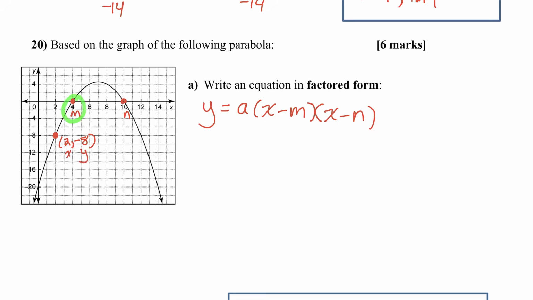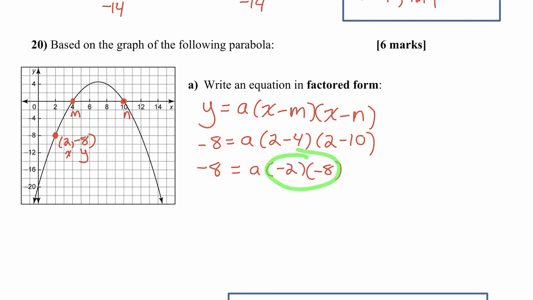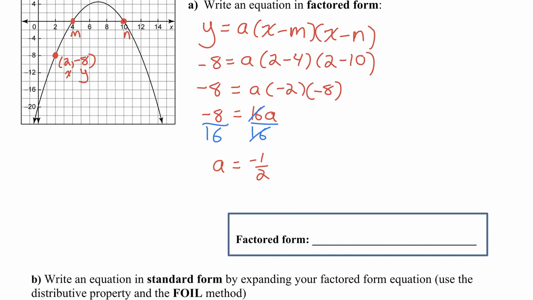So using these x-intercepts and this xy point, I can solve for a, my stretch or compression factor, which will give me the graph of this parabola. When subbing in those values for m, n, x, and y, I get the following equation, and then this equation can be solved for a. I'll simplify these factors first. Their product is 16. I'll isolate a by dividing both sides by 16, and I figure out my a value is -0.5. So the final equation of this quadratic in factored form would be y equals -0.5 times x minus 4 times x minus 10.